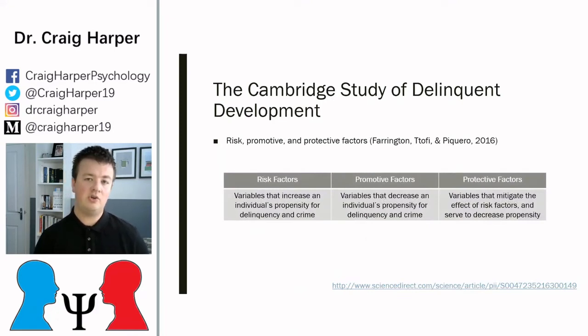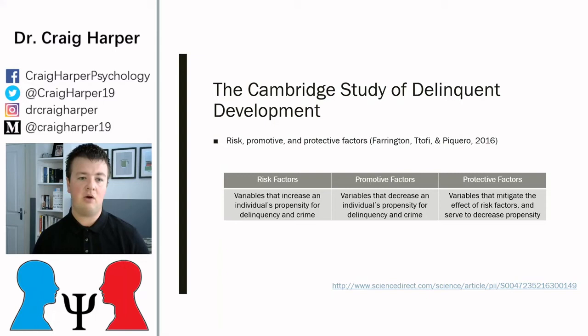Now, the key contribution of the Cambridge study to the area of forensic psychology and criminology is to identify risk factors, promotive factors, and protective factors for criminal behaviour and delinquency. Just to quickly define what these mean, a risk factor is a variable that directly increases your likelihood of committing an offence. A promotive factor is something that directly reduces the chance of committing an offence, and a protective factor is something that negates the effect of a risk factor.